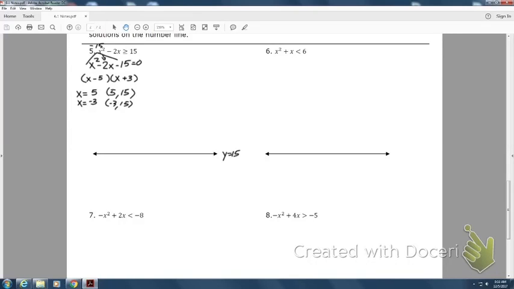So I'm going to go on to the number line. Are these going to be closed or open circles? Closed. Why? Because it has an equal to underneath it. Okay, so I'm going to go to 5. There's a closed circle. I'm going to go to negative 3.